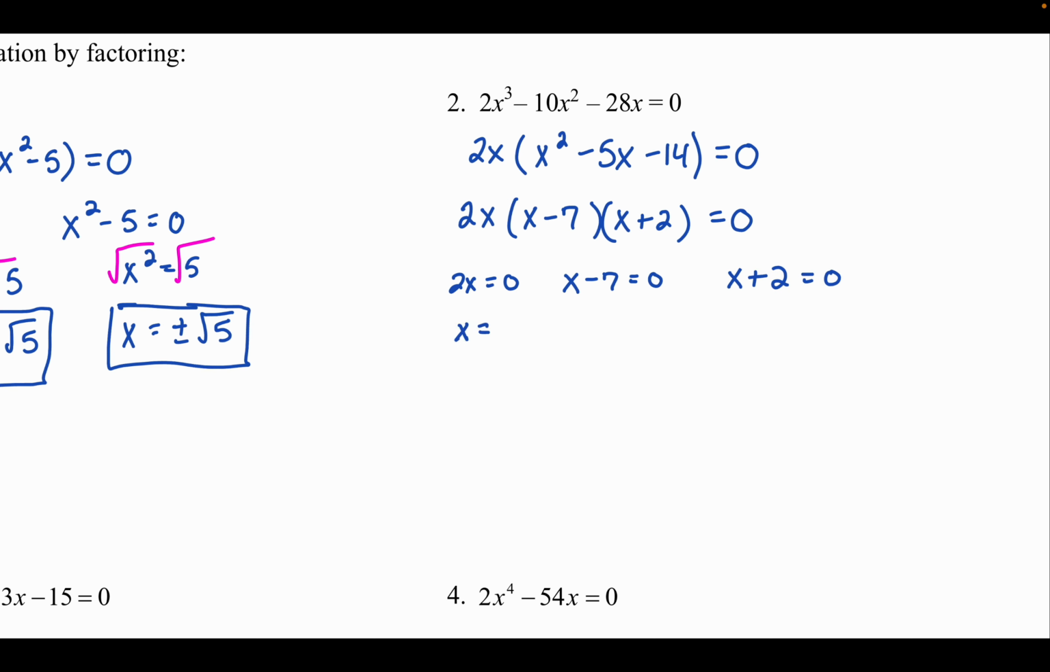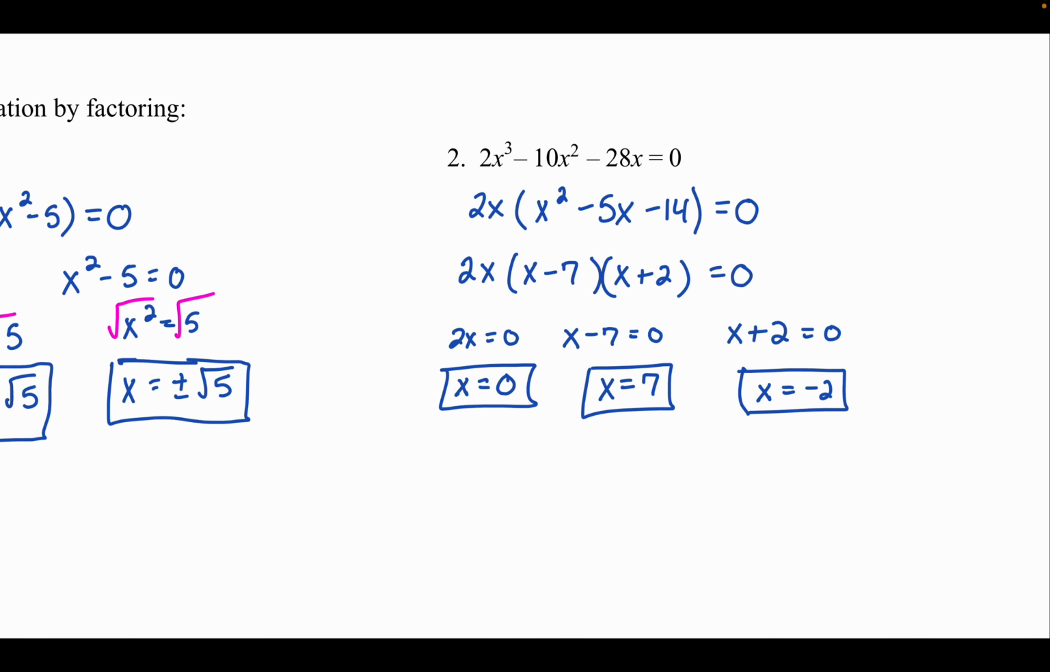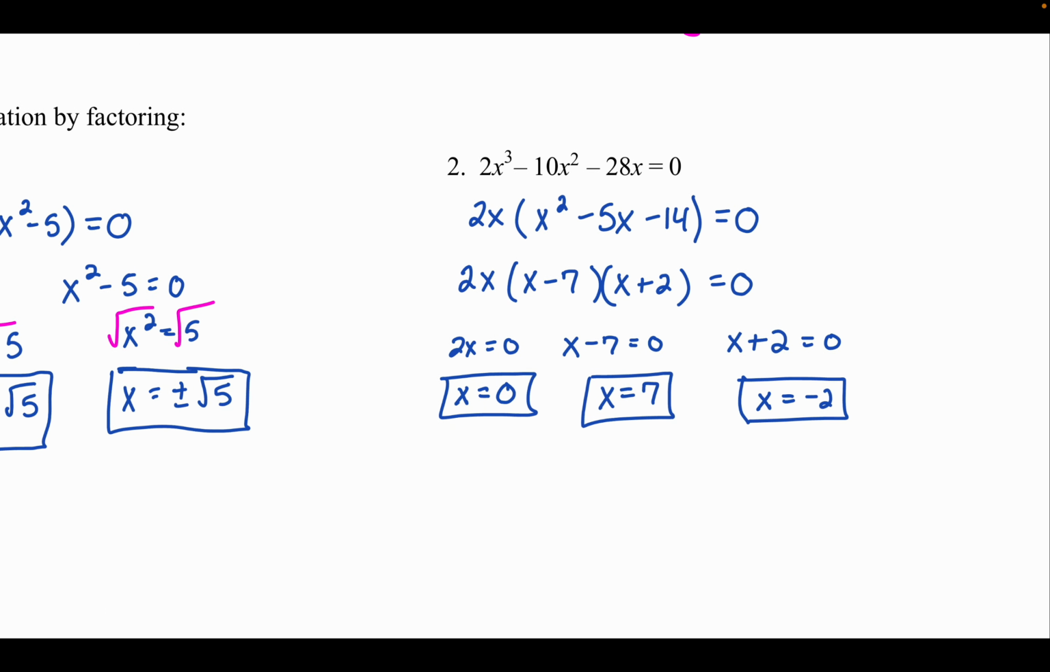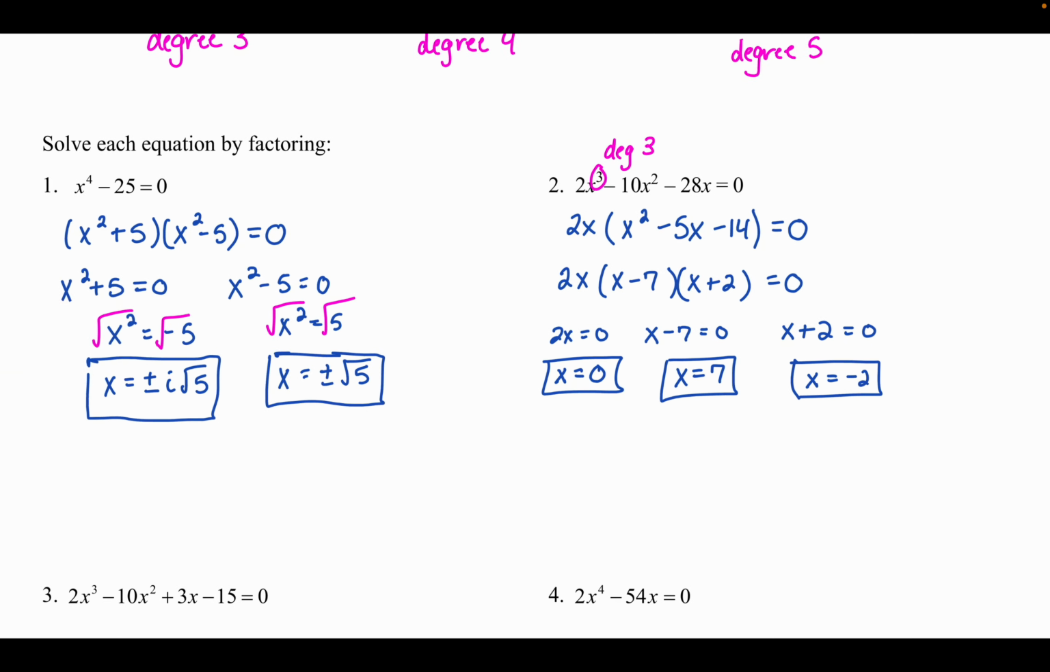And I can solve these. So this one's just going to be 0 for the first one, 7 for the second one, and negative 2 for the third one. Okay. So this equation is solved. I had 3 solutions. And notice what the degree of the equation was. This was a degree 3 equation.